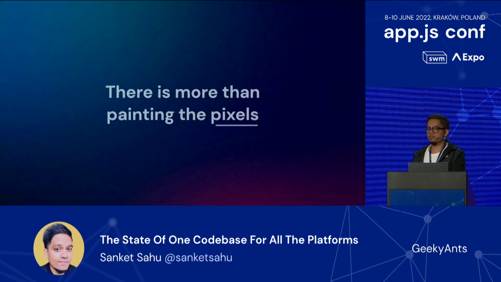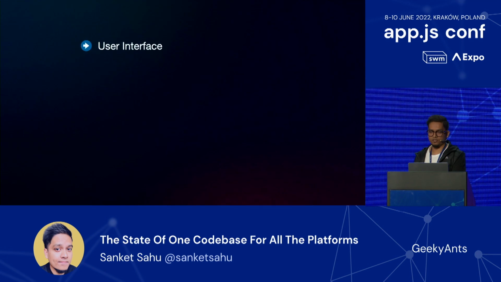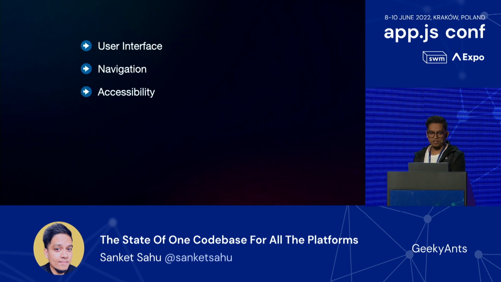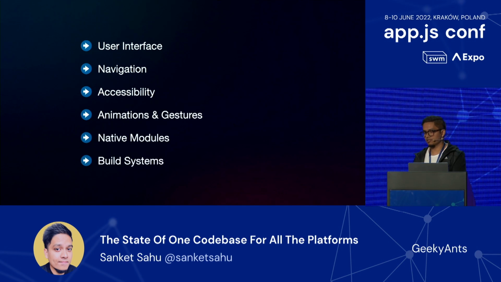But there's essentially more than painting the pixels. We have the UI patterns that are different on platforms. We have navigation, which is very different between mobile and web. We have accessibility. We have animations and gestures. We have native modules, and we have different build systems.